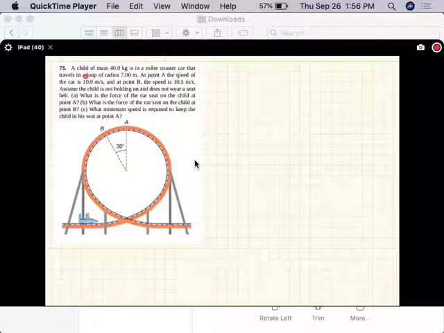Okay, and this problem says a child of mass 40 kg is in a roller coaster car that travels in a loop of radius 7 meters. So this is 7 meters. At point A, the speed of the car is 10 meters per second. So at this point, the car is going at 10 meters per second.